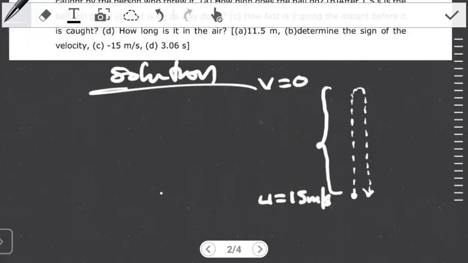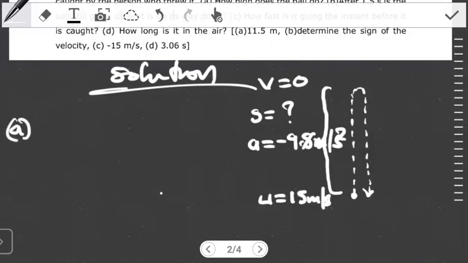The displacement it is going to undergo, let me call that displacement S. This is actually the distance we're looking for, the displacement to the maximum height. Next up, the acceleration. This is free fall, so our acceleration is negative 9.8 meters per second squared. With this in mind, there is no reference to time among the details I'm given, neither am I looking for time just yet. So in part A, I'll pick an equation that doesn't require time.